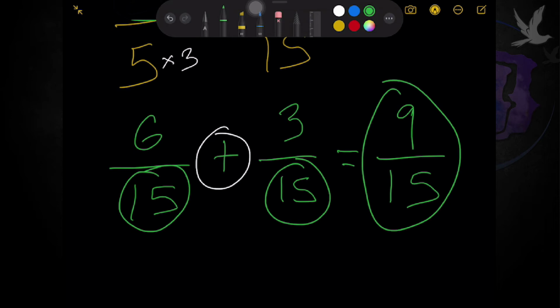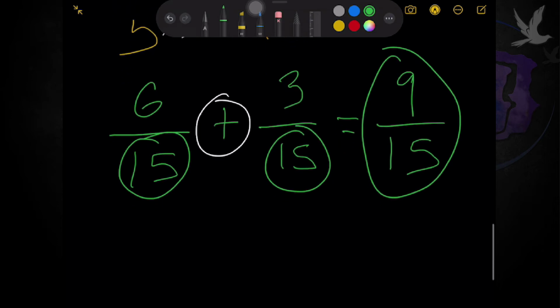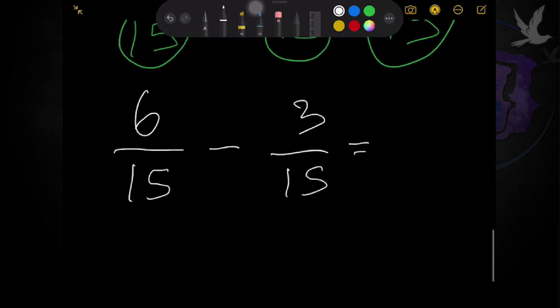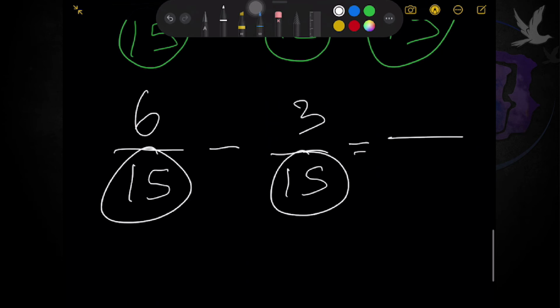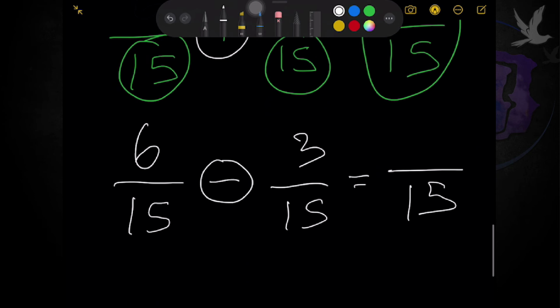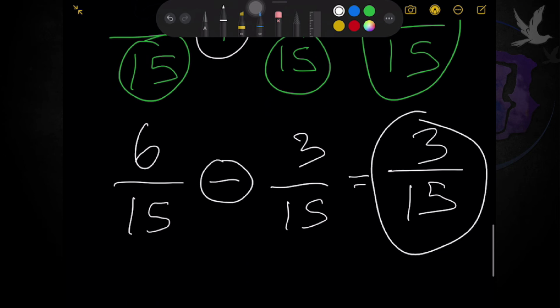Okay? Now, Teacher Mark, what if it's minus? Oh, let's rewrite that. 6 over 15 minus 3 over 15. It's just the same. Our denominators are the same. So that's 15. And 6 minus 3 will give us 3. Okay? So that's how you do addition or subtraction where our fractions are not the same or they don't have the same denominators. Okay? So that's it.